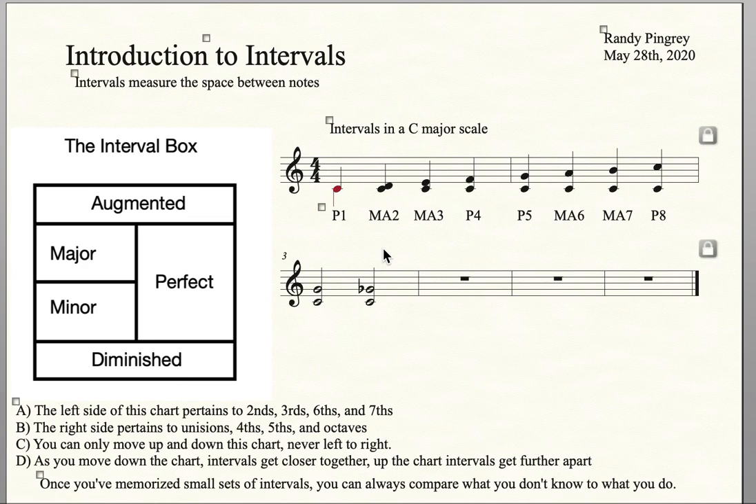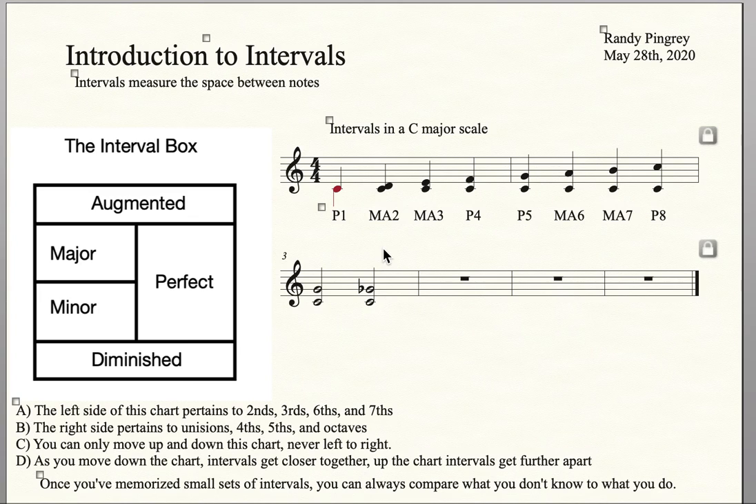Hi everyone. So intervals are one of the most important things for a trained musician to be good at. And what intervals are, it's a measurement of the space between two notes. And when we talk about intervals, it's important to be both very accurate at measuring intervals, both by sight and by ear, and also really fast.